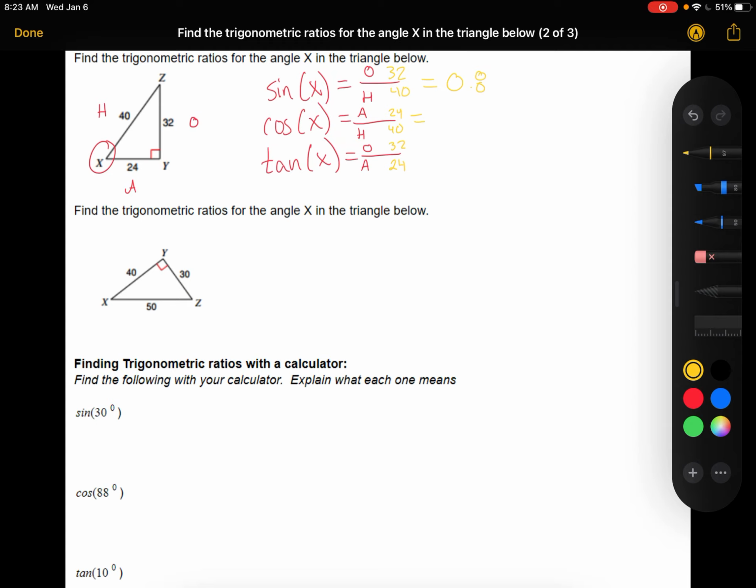Our cosine here, if we divided this out, would get us 0.6. And our tangent would get us 1.3 repeating. So those are your three answers for sine, cosine, and tangent. So now it's your job to do the same thing.